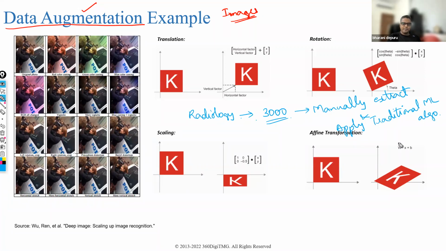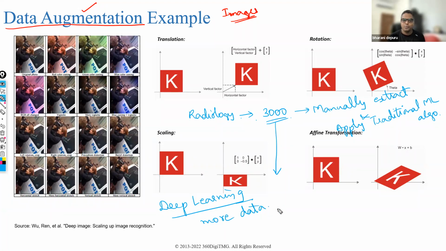However, if you want to apply deep learning, you need more images. Whenever you want to apply deep learning algorithms, you need access to a lot of data. How would you get access to a lot of data? Through augmentation. So if you want to apply deep learning algorithms, then you need more data.